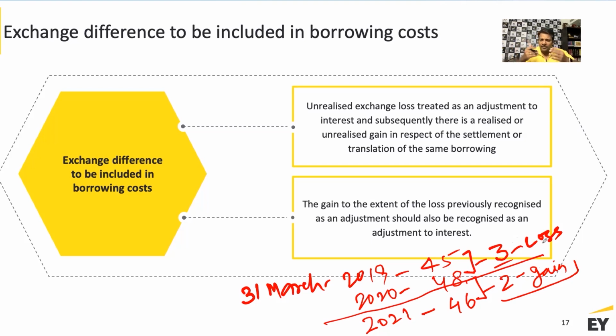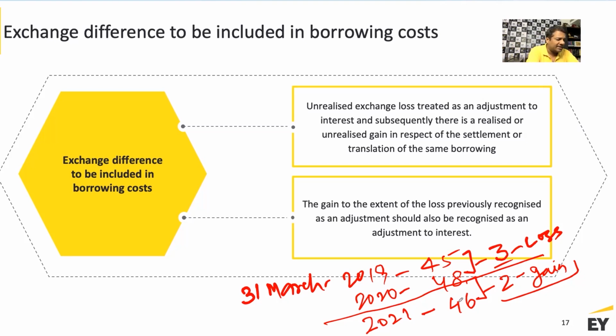Now, if a qualifying asset continues to exist in relation to which you have capitalized this, then this 2 rupee gain, you've got to decapitalize from the previously capitalized amount. But if the construction is complete, you are done from that perspective, or if you've already repaid the loan, then anyway you don't get any foreign currency gain here, and so on and so forth. So you've got to understand this concept very well.